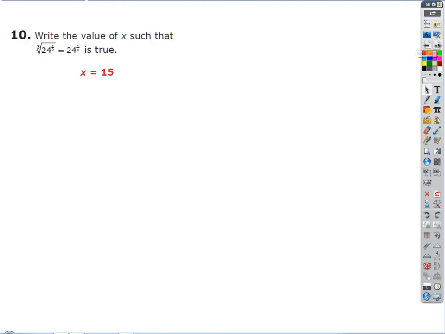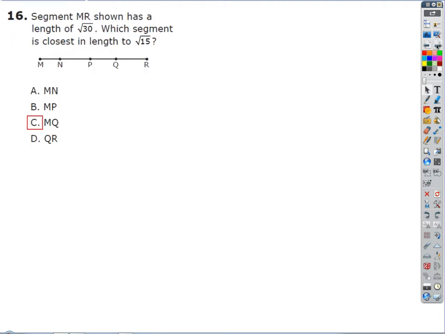Okay, these we'll just skip through. What about this one? Here's one we could spend just a second on, maybe. Segment MR is shown, has a length of the square root of 30. Which segment is closest in length to the square root of 15?